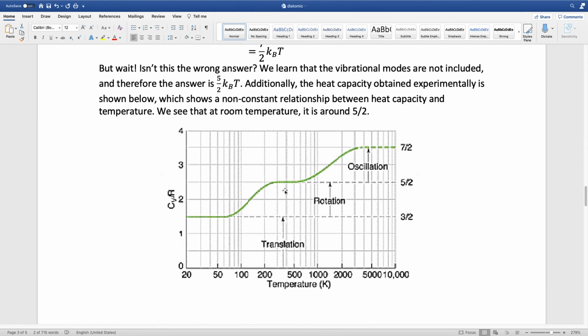So this graph is a result of quantum mechanics, and we see that the transitions happen at high temperatures. Usually you think that quantum mechanics is only at low temperatures, right? But no, it turns out quantum mechanical phenomena can be seen at high temperatures as well, at really high temperatures.